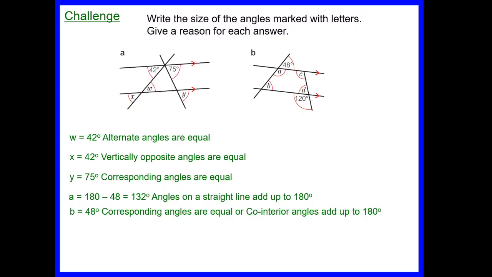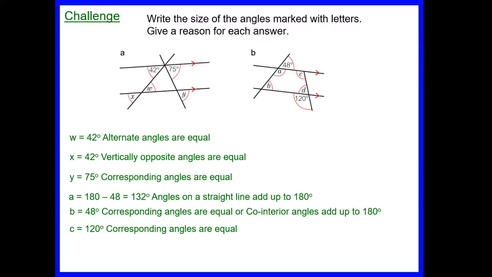For C then, we've got the 120 degrees here to help us. So C and the 120 on the same side of the traversal line, and they are both obtuse angles, so it must be the same size. So 120 degrees, corresponding angles are equal.